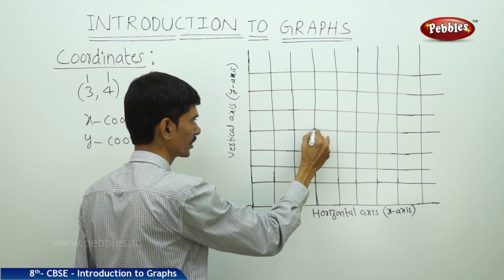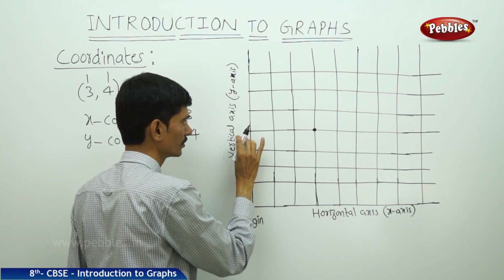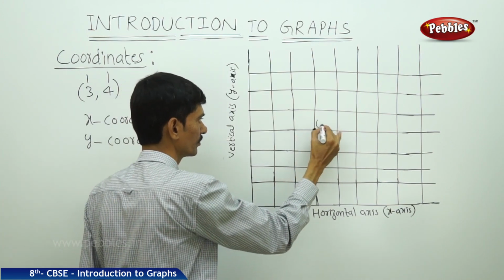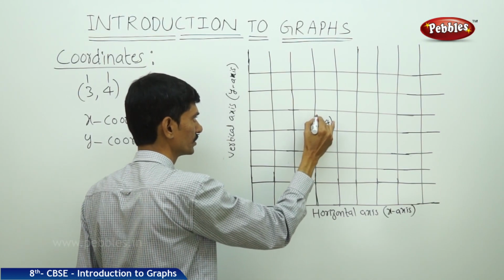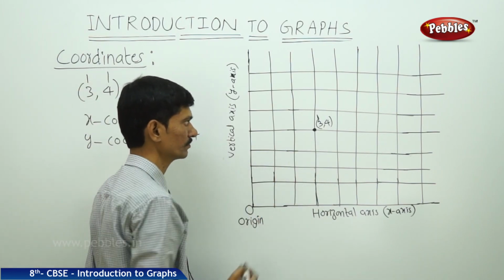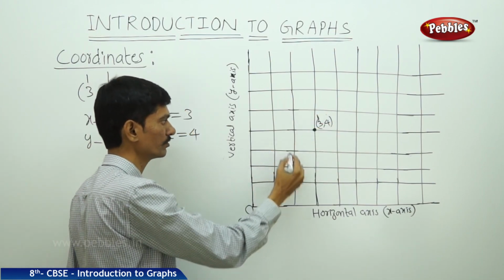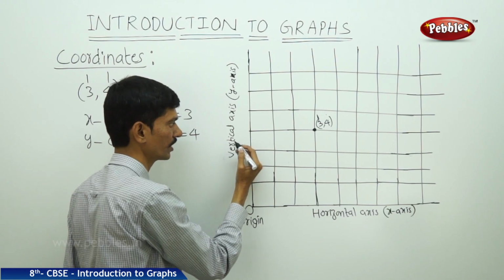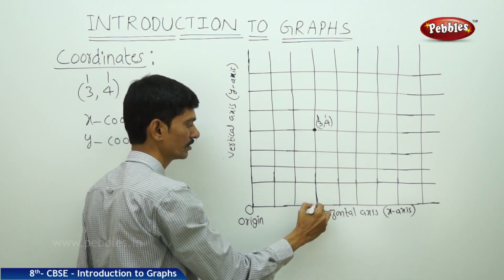Now this is the exact location of the point (3, 4), which is 3 centimeters away from the vertical line and 4 centimeters away from the horizontal line. So this is the point (3, 4). Here the first coordinate, the x coordinate 3, tells us how many units we have to move to the right from the y axis. And the second coordinate y tells us how many units we have to move up from the x axis. So we have to move 3 centimeters from the y axis, and we have to move up 4 centimeters or 4 units from the x axis.